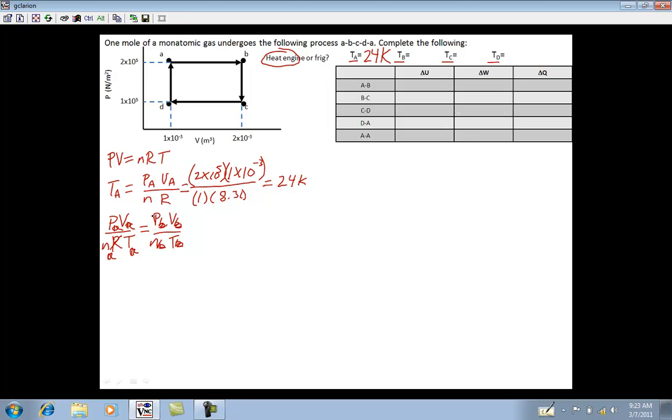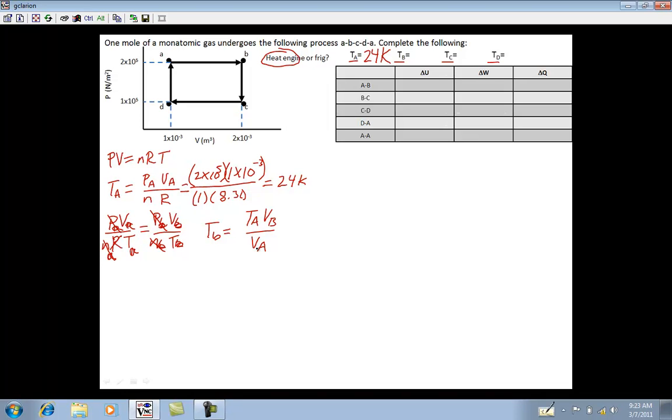The pressures cancel because the pressure is constant from A to B, and what else? The Ns cancel. Okay. So I essentially get this equation. The temperature at B is equal to the temperature at A times the volume at B divided by the volume at A. So would that one be cyclic and isobaric? Yeah, the whole process is cyclic, but from A to B is isobaric.